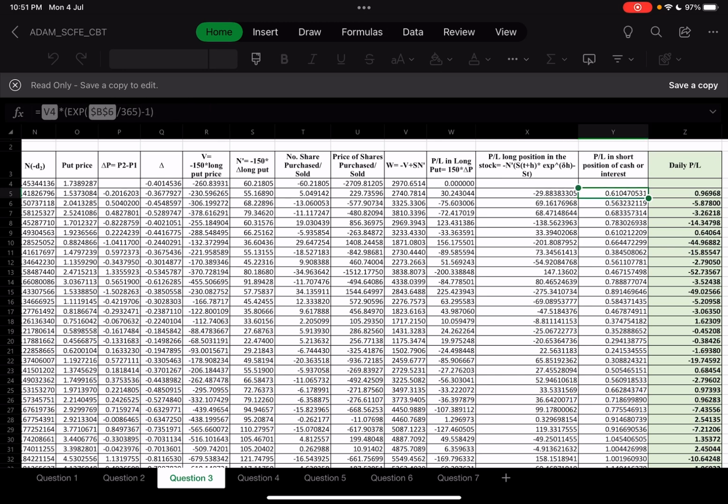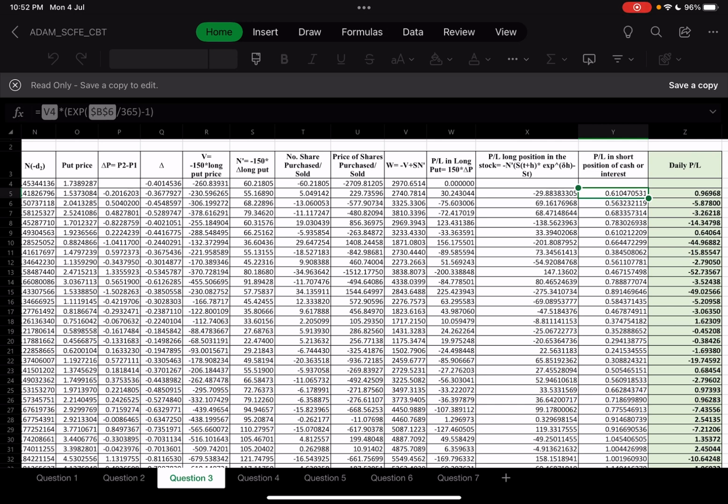Next, we need to find the profit or loss in the short position of cash or interest. In order to do that, the formula is W times exponential r over 365 minus 1. We already have all those values, and once we insert them in the formula, we will get the profit or loss in the short position.